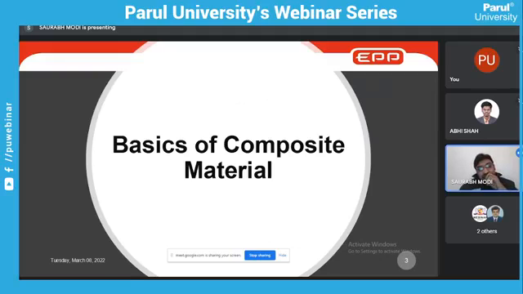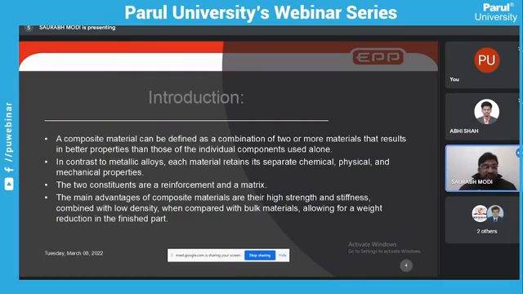Now, once we start composite material, I guess the first thing that comes to our mind is that we do this to improve the properties. It is the same thing as in the case of metals and alloys. Metal and alloy is very common, so we do it on a common basis, but it is not the case with composite material. You may have studied in some of our subjects that composite material can be defined as a combination of two or more materials that results in better properties than those of the individual components used alone. If we compare with metal, because in mechanical we are more familiar with metals.